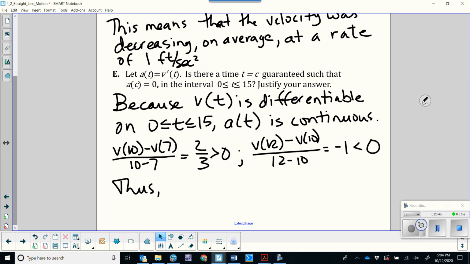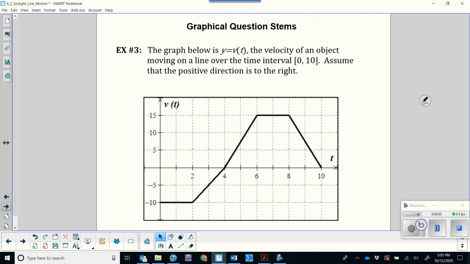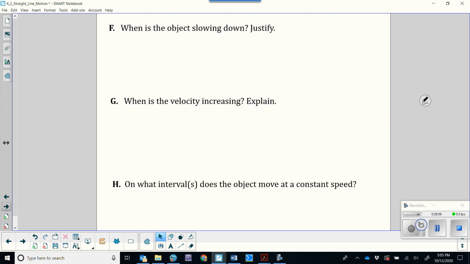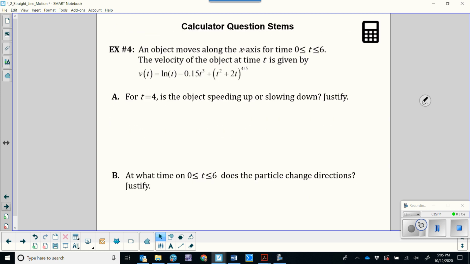Thus, A of t equals 0 on the interval 7 to 12 seconds. Somewhere in there it must be 0, because we have a positive number and a negative number. Okay, so we're going to skip to example 4, and we'll do the example with the picture in class. We're going to skip to example 4, where we need to do calculator stuff.